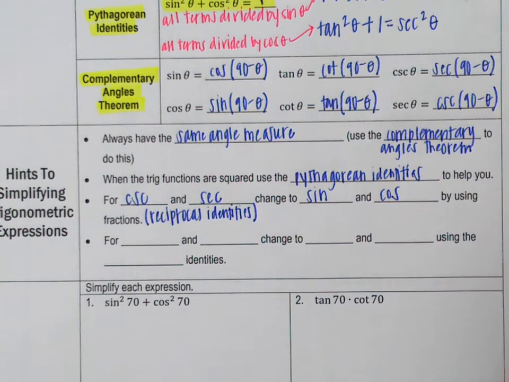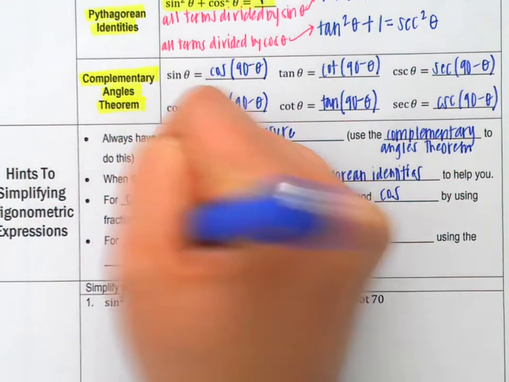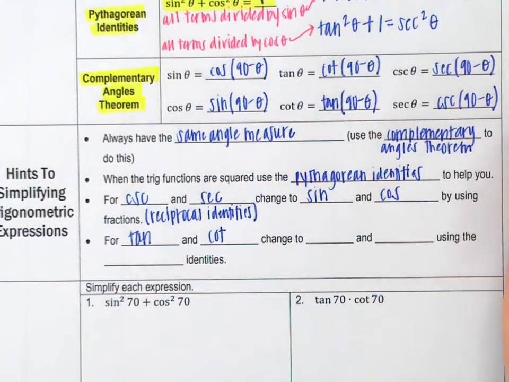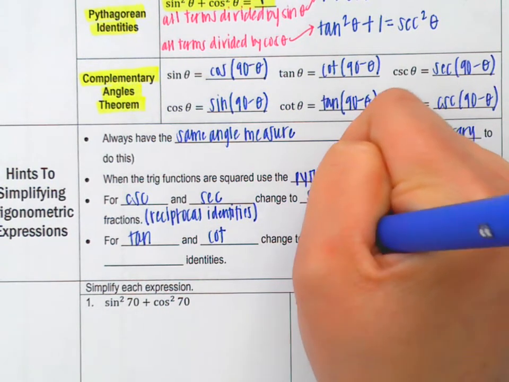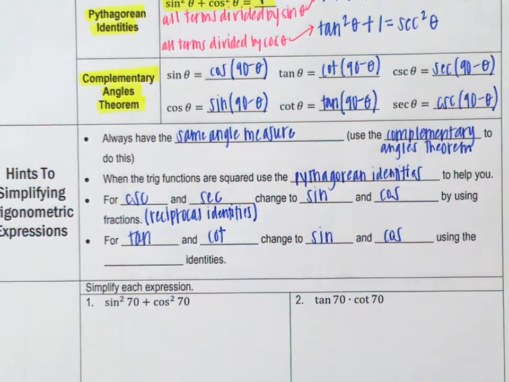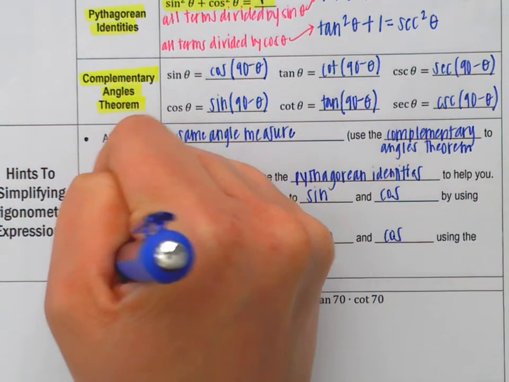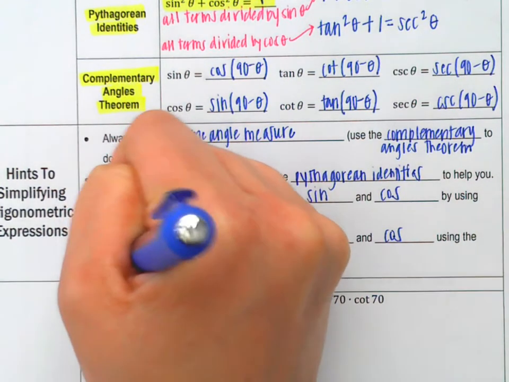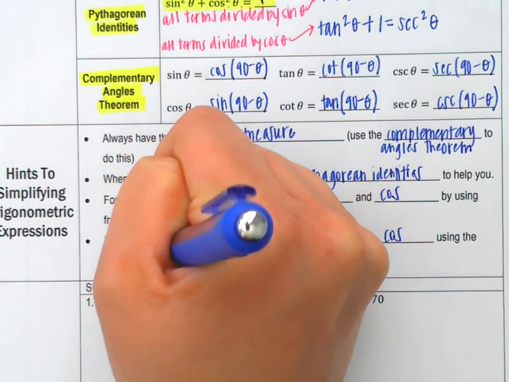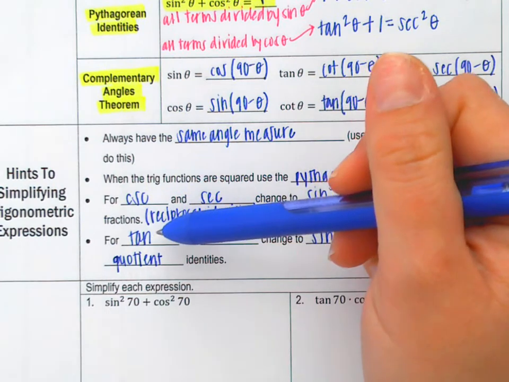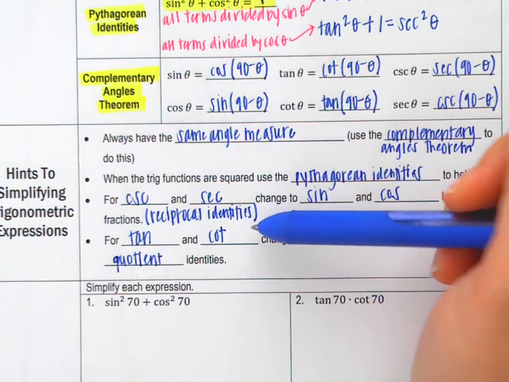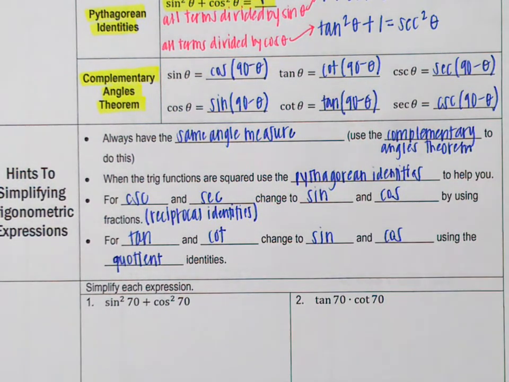And then for tangent and cotangent, change to sine and cosine using the quotient identities. So for tangent, write it as sine over cosine, and for cotangent, write it as cosine over sine.